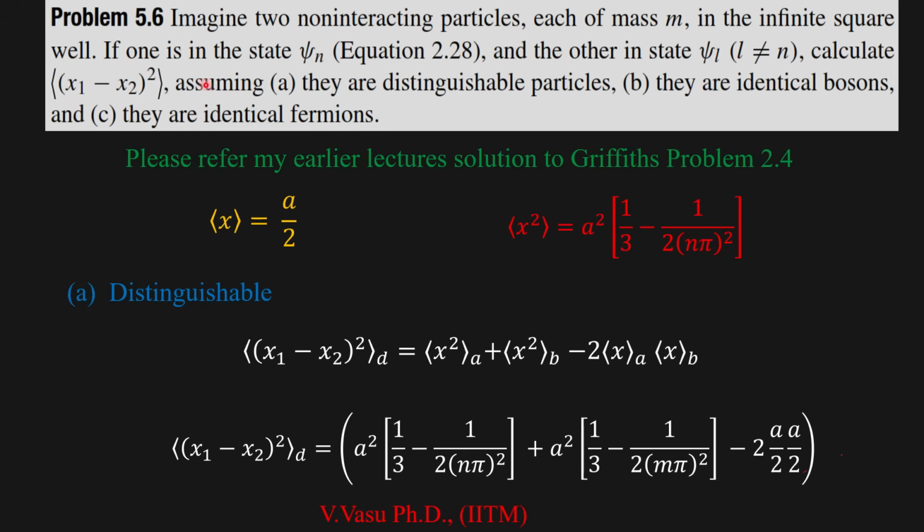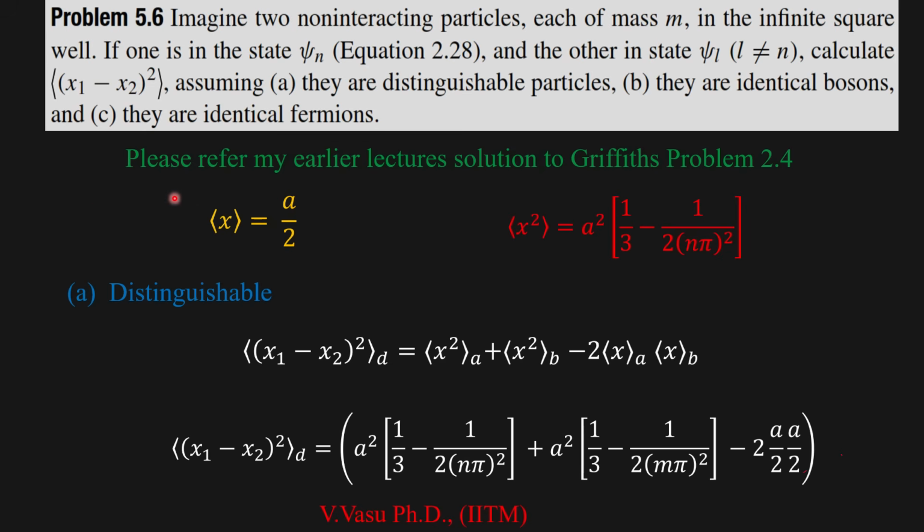If one is in the state psi sub n, equation 2.28, and the other in the state psi sub l, where l is not equal to n, calculate the expectation value of (x1 minus x2) whole squared, assuming that they are distinguishable particles, that they are identical bosons, and that they are identical fermions. Now we will solve one by one.